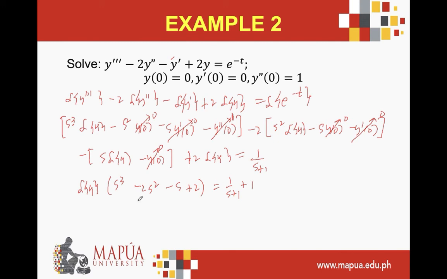Okay, so let's simplify this. So s plus 1, so s plus 2, s, so 1 plus 1, 2. And then Laplace of y is equal to, factor out s cubed minus 2 s squared minus s plus 2.